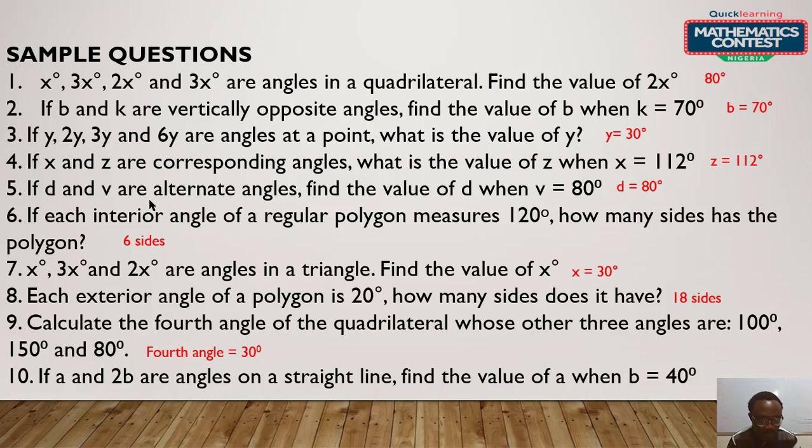The last one: if A and 2B are angles on a straight line, find the value of A when B is 40. I think let me give you 30 seconds here to solve. Start.